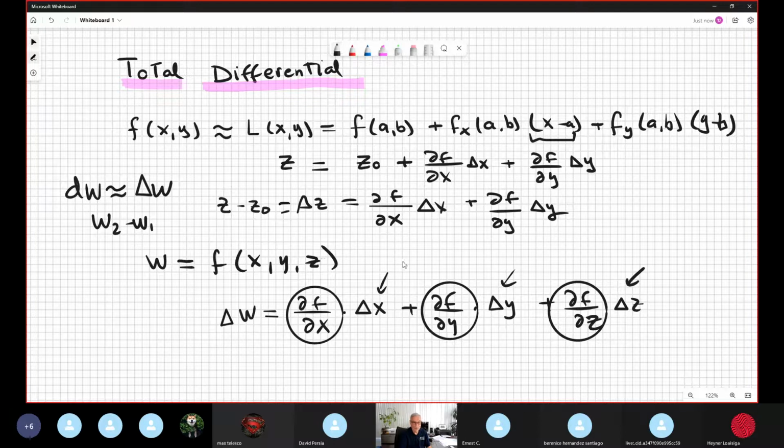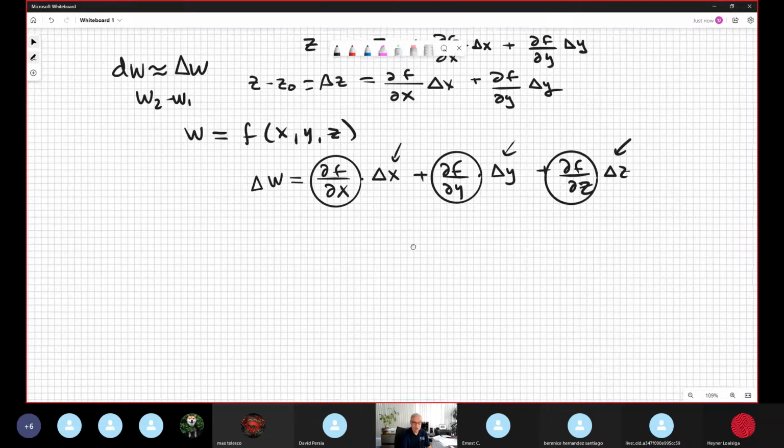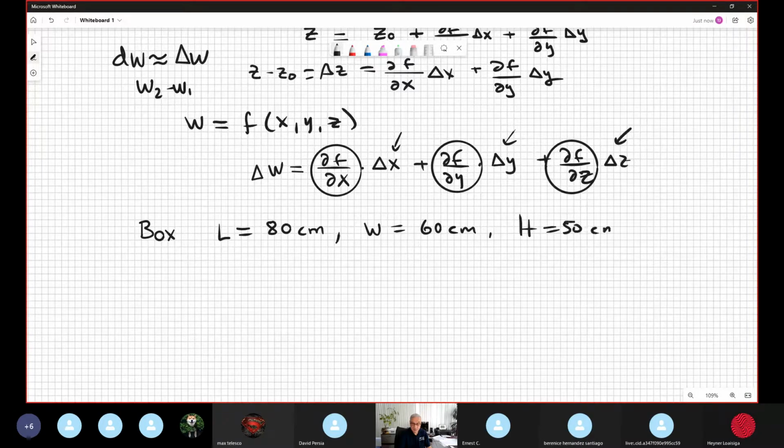Okay, let's see an example. It looks weird, but no. It's a super intuitive idea. Look. So example one, it's the only example because I want to explain one example. You have a box, and the dimensions of the box are: length 80 centimeters, width 60 centimeters, and height 50 centimeters. So we have a box.